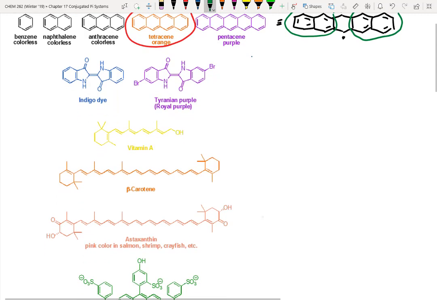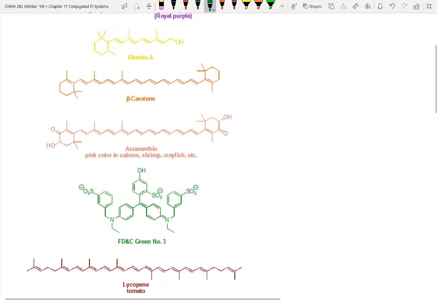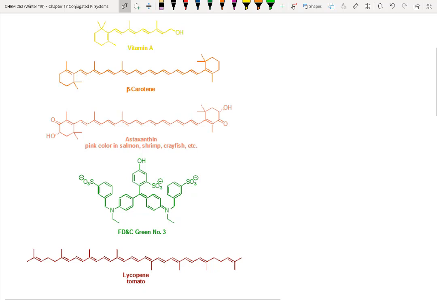All right, and then down below, I like this one down here. So vitamin A, if we think about it, is kind of this yellowish color. And then we go to beta carotene, that's more orangish. And then the next one is astaxanthin, which is what gives salmon its pink color. And this is a good example of more alternating double single bonds leads to a molecule getting redder and redder and redder, right? So this gets increasingly redshifted.